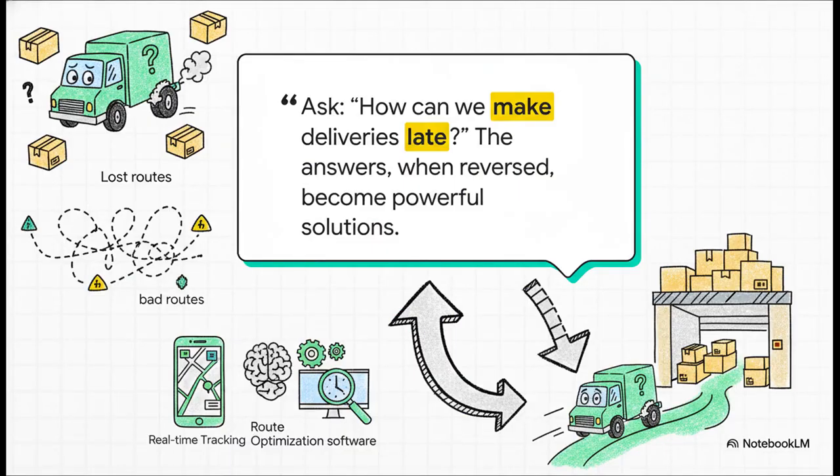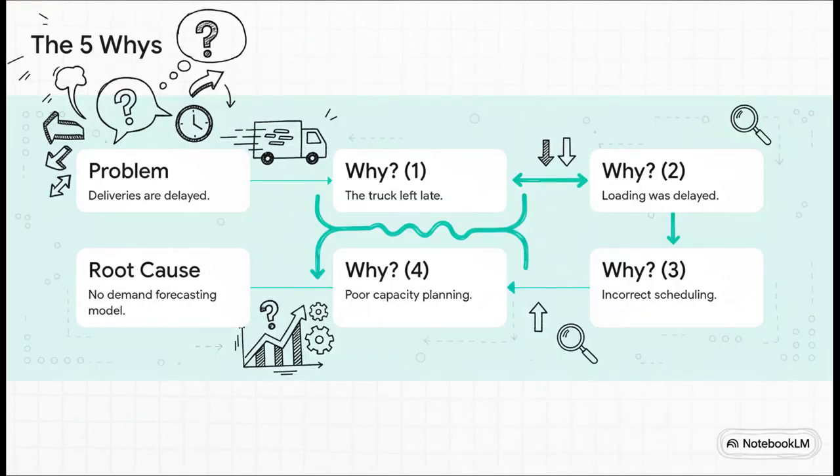This is a perfect example. A logistics company wants to get packages delivered on time, so they ask the reverse. How could we guarantee that every delivery is late? The answers are pretty obvious, right? Lose packages, create terrible routes, delay loading the trucks. By simply flipping those negatives, they identify their most important strategic projects, implementing real-time tracking and investing in better route optimization software. It's brilliant.